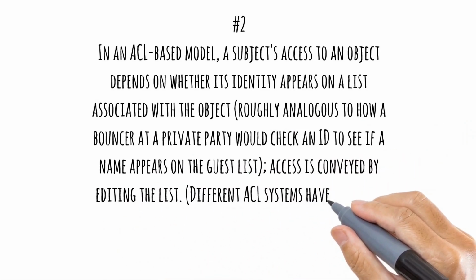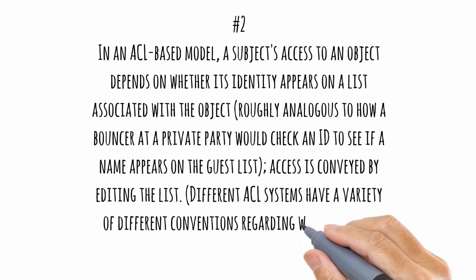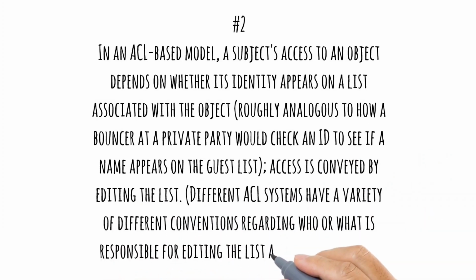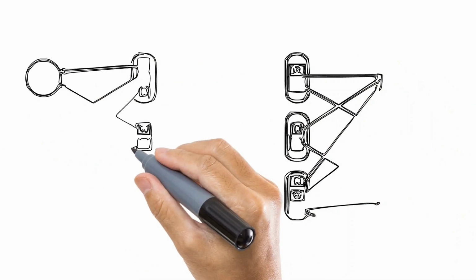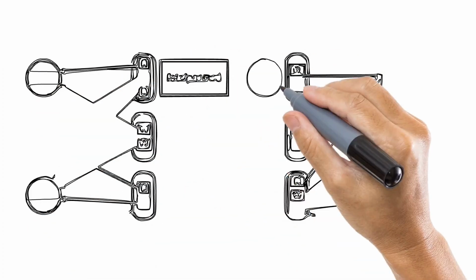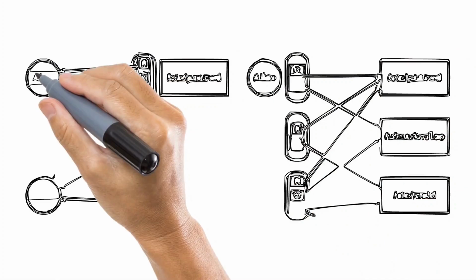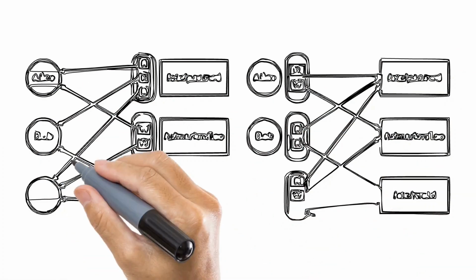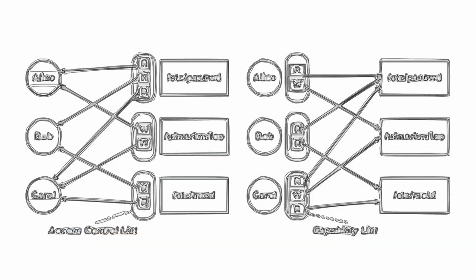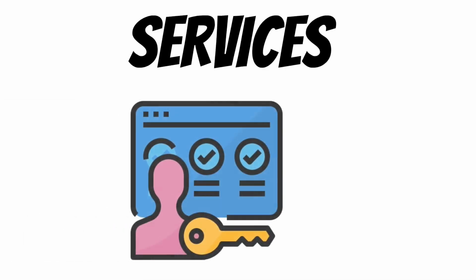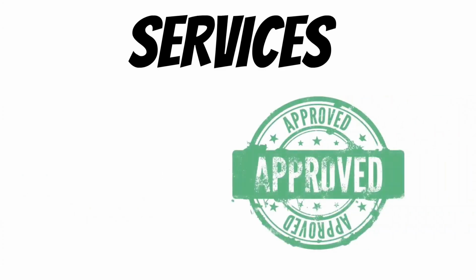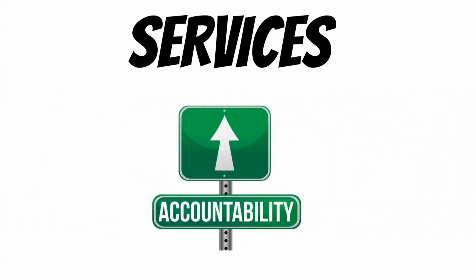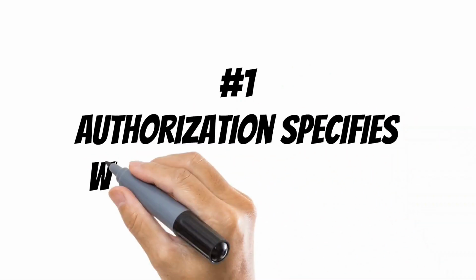In an ACL-based model, a subject's access to an object depends on whether its identity appears on a list associated with the object. Access is conveyed by editing the list. Different ACL systems have a variety of different conventions regarding who or what is responsible for editing the list and how it is edited. Both capability-based and ACL-based models have mechanisms to allow access rights to be granted to all members of a group of subjects. Often the group is itself modeled as a subject.